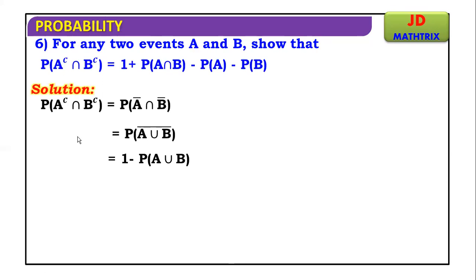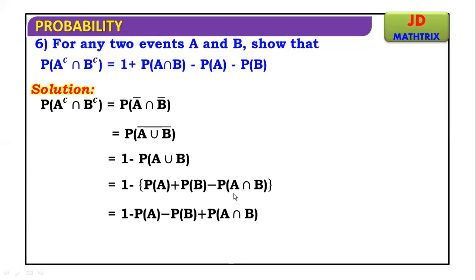Now write the value of P of A union B by using the addition theorem. That is equal to 1 minus of P of A plus P of B minus P of A intersection B. Multiplying the bracket with the negative sign, that is 1 minus P of A minus P of B plus P of A intersection B. Write in order, that is 1 plus P of A intersection B minus P of A minus P of B. So this is the proof.